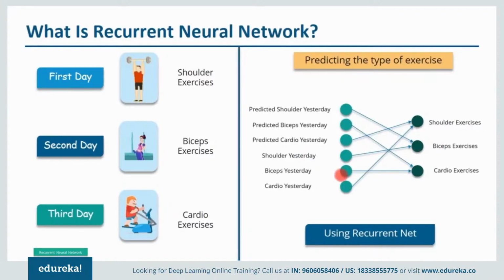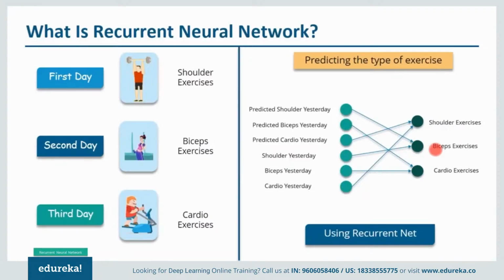Alright, similarly, if biceps happened the day before yesterday, then yesterday would have been cardio exercises. Similarly, if cardio happened the day before yesterday, yesterday would have been shoulder exercises. Alright, and this prediction, the prediction for the exercise that happened yesterday, will be fed back to our network, and these predictions will be used as inputs in order to predict what exercise will happen today.